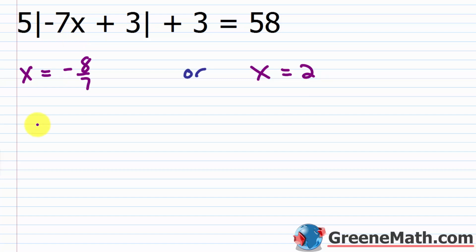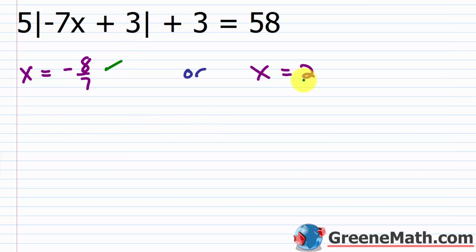So I would have 5 multiplied by the absolute value of, I'd have negative 7 times negative 8/7. So we know that this would cancel with this. The negatives would cancel, so I'm basically just going to have an 8 there. So I'd have 8 plus 3, which is just 11. So then plus 3 equals 58. So the absolute value of 11 is 11. So you have 5 times 11 there. That's 55, and then 55 plus 3 is 58. So this one's good to go.